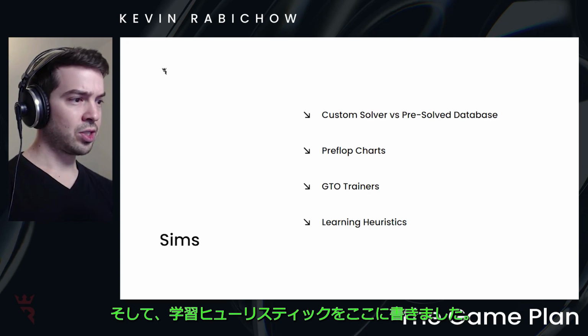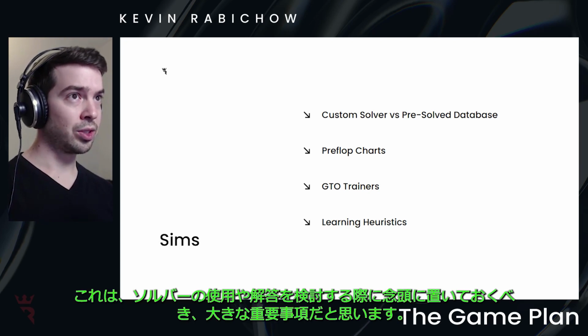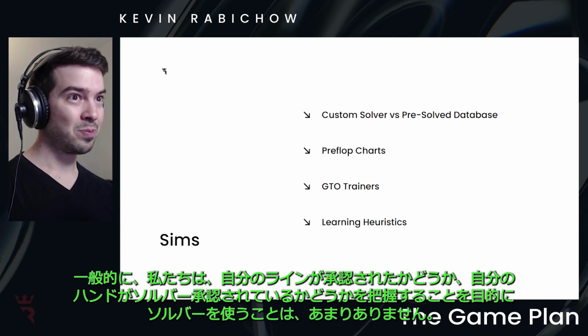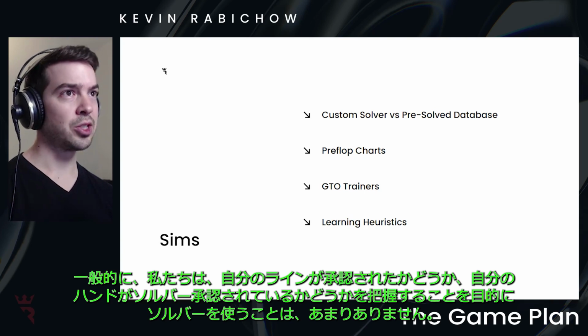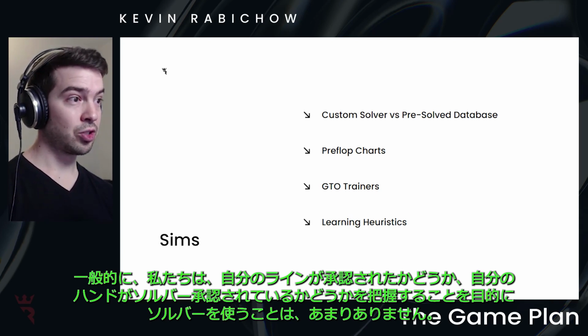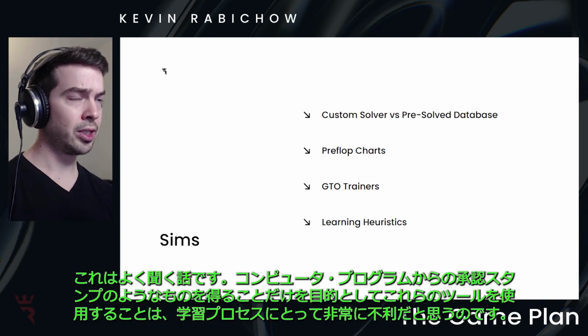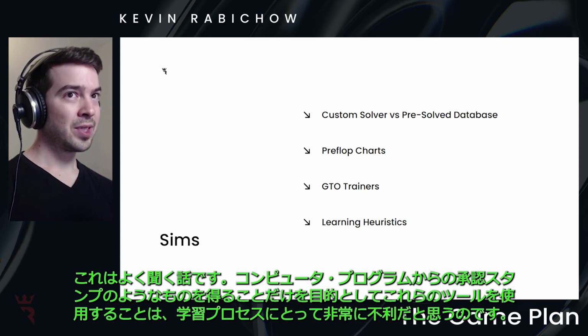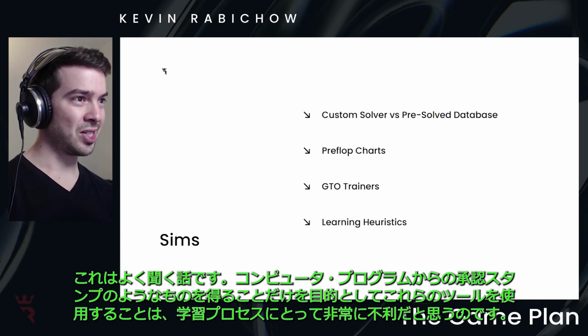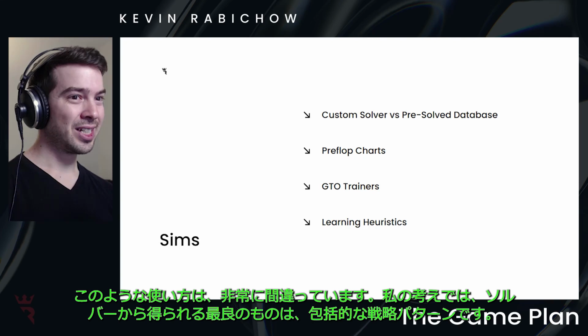And I wrote in here learning heuristics. I think this is just a big overarching important thing to keep in mind when you're thinking about using solvers in general and looking at solutions in general. We're really not, and this does have its place, but we're really not using solvers with the goal of figuring out if your line was approved or if your hand is solver approved. And I hear this a lot. It's very detrimental, I think, to the learning process to use these tools in a way where the only thing we're hoping to get is like a stamp of approval from a computer program. And that's a very misguided way of using this information, in my opinion.